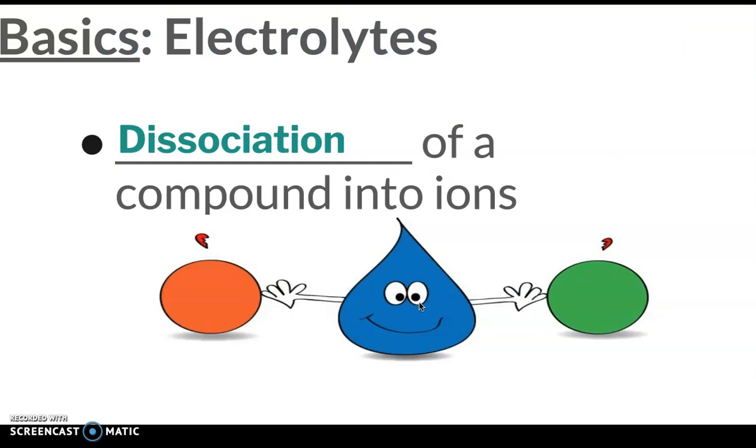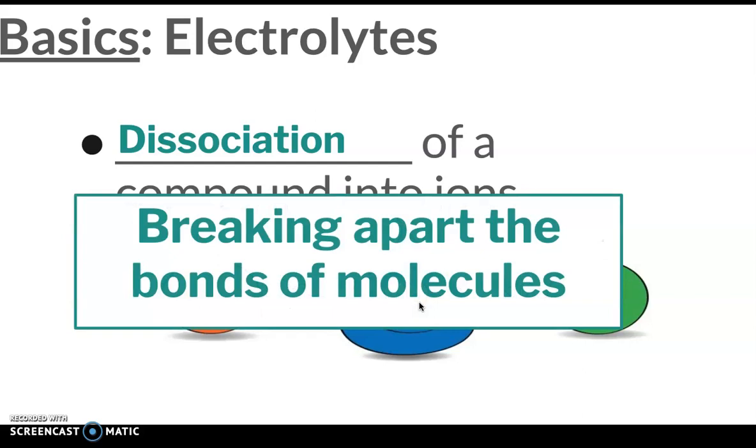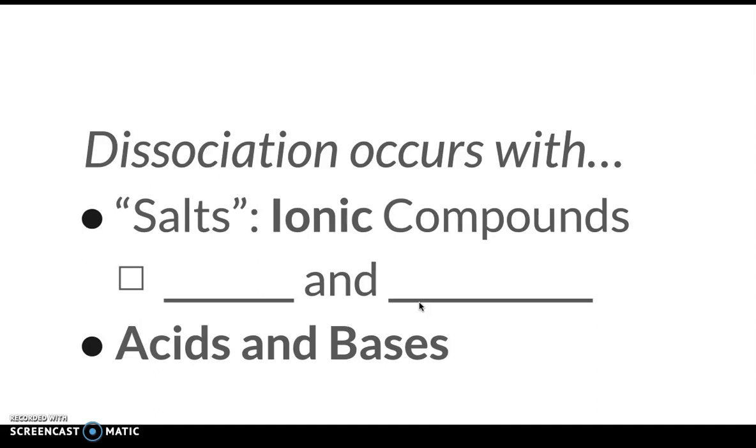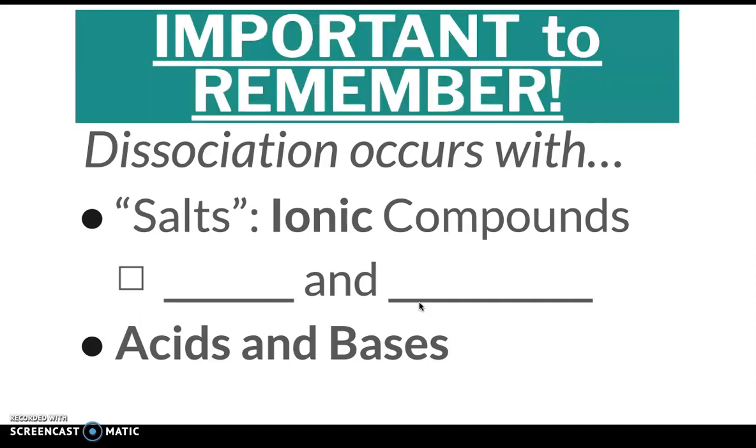There is a dissociation of compounds into ions once it is dissolved into water. And this is one of the key components of identifying an electrolyte. Dissociation means breaking apart the bonds of molecules. So dissociation occurs when a compound is dissolved in water and the compound technically breaks apart into ions. The molecules that can do this are salts, which are ionic compounds. An ionic compound consists of a metal and a nonmetal. And other forms of compounds that can dissociate are acids and bases.